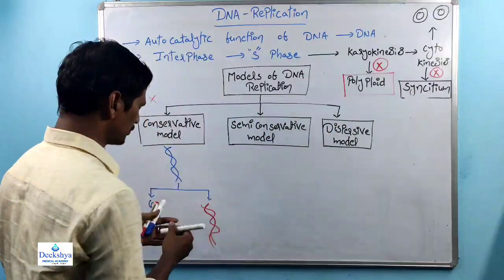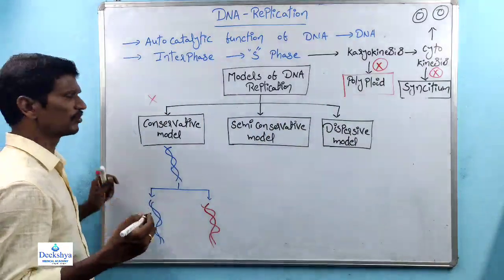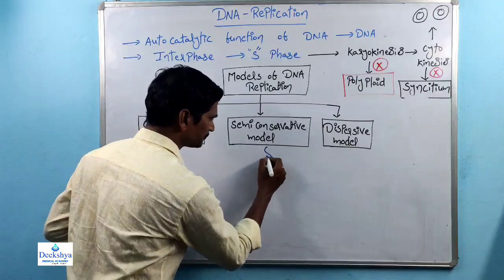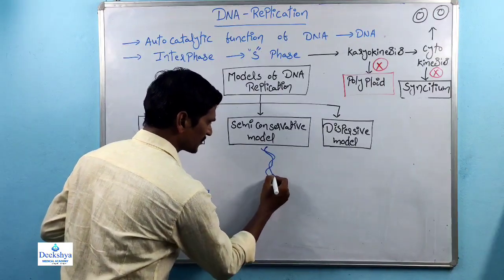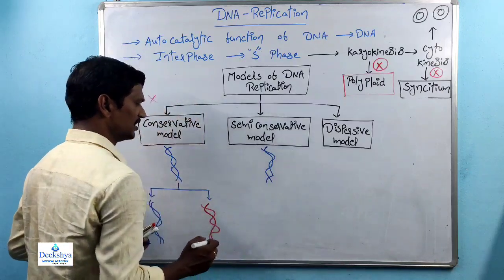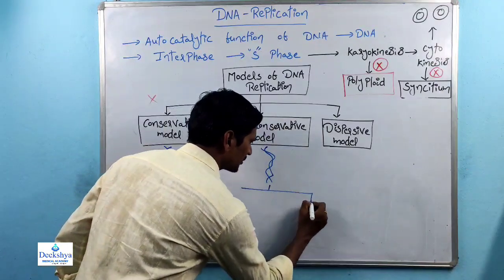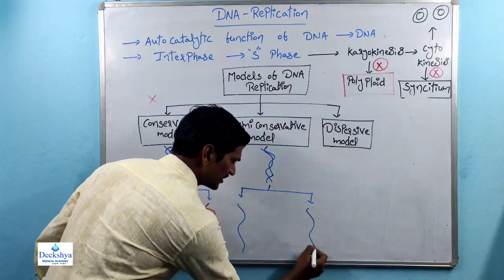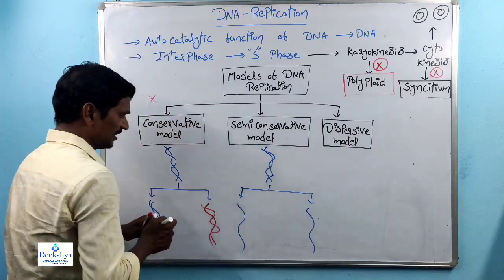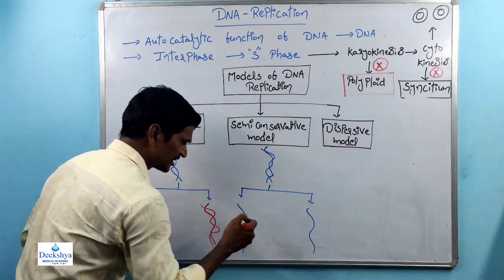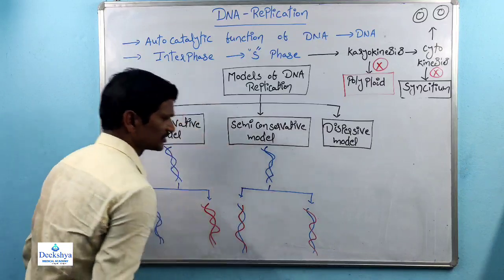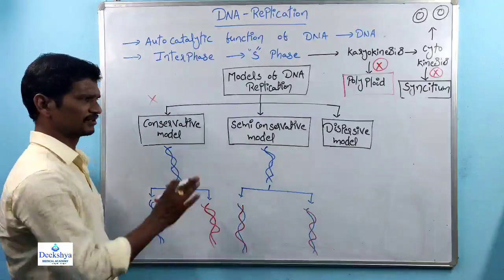And coming to the next one, the semi-conservative model. According to this model, this is the parental DNA, and after the DNA replication process, this is the parental DNA, this is also parental DNA, and this one is a newly synthesized strand. This one is the newly synthesized strand. This one also is a newly synthesized strand. So what I am telling here, this is the exact model.